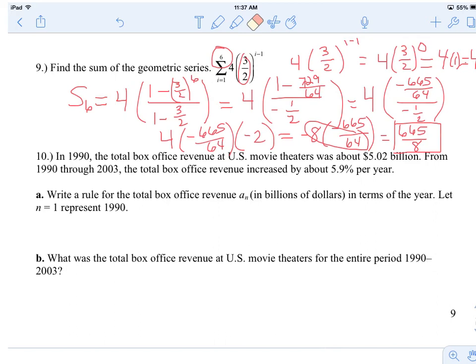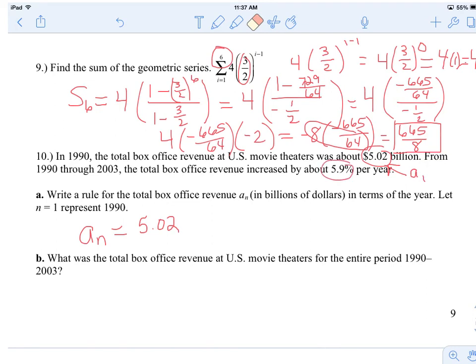Problem 10. In 1990, the total box office revenue at U.S. movie theaters was about $5.02 billion. From 1990 to 2003, the total box office revenue increased by about 5.9% per year. Write a rule for the total box office revenue, A sub n, in billions of dollars in terms of the year. Let n equal 1 represent the year 1990. Okay, so in 1990 we had 5.02 billion, so that's A sub 1, since they said let 1990 be year 1.